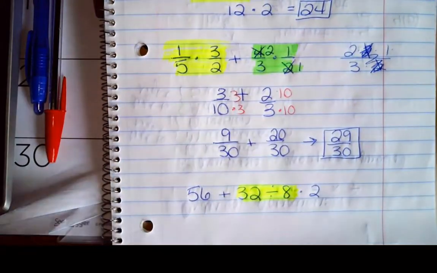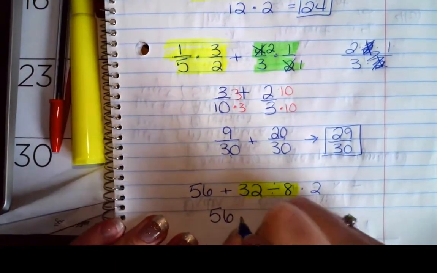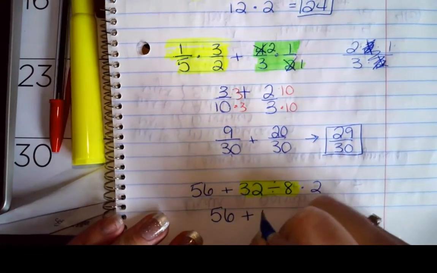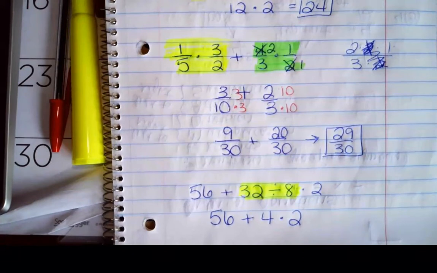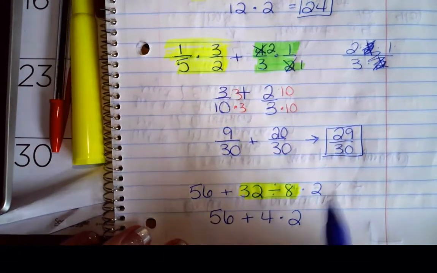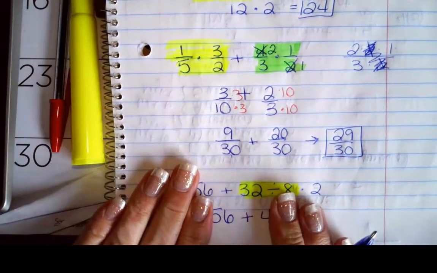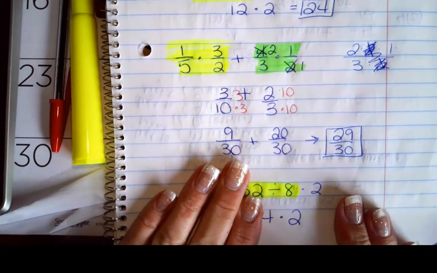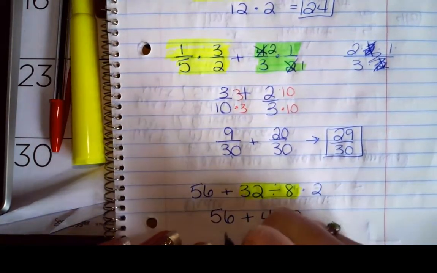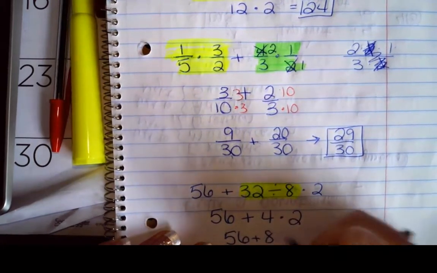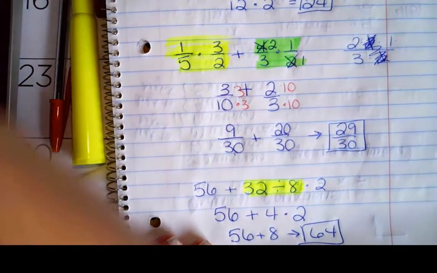So I see that part first. So I have a 56 plus that yellow part turns into a 4, and the times 2 is going to come along for the ride. And so that yellow part is now my 4. Well, now I've got addition and I've got multiplication. So I did my division and multiplication left to right. So 4 times 2 is going to give me 8, and 56 plus 8 is 64. Okay?